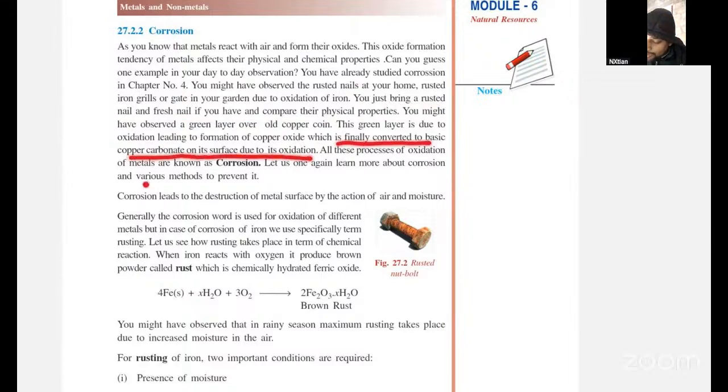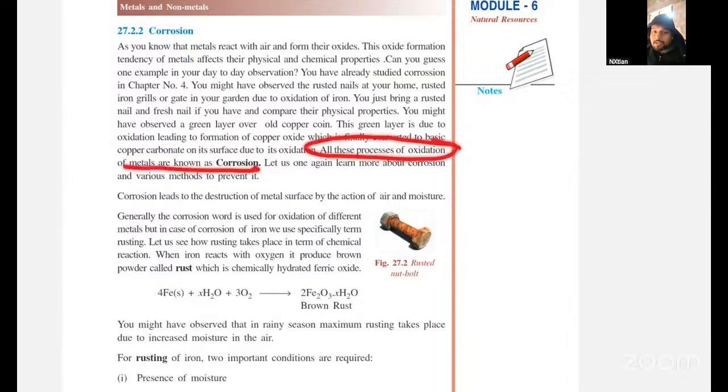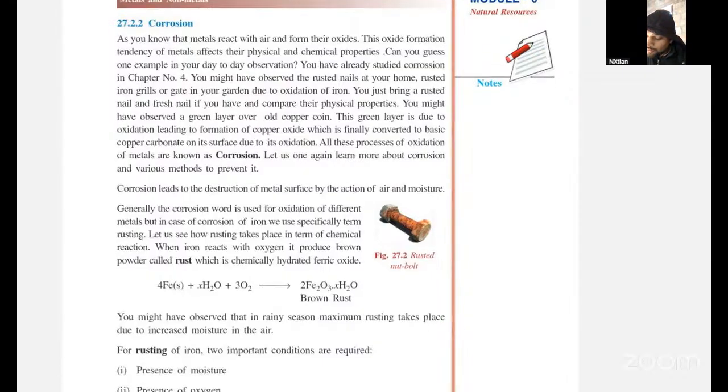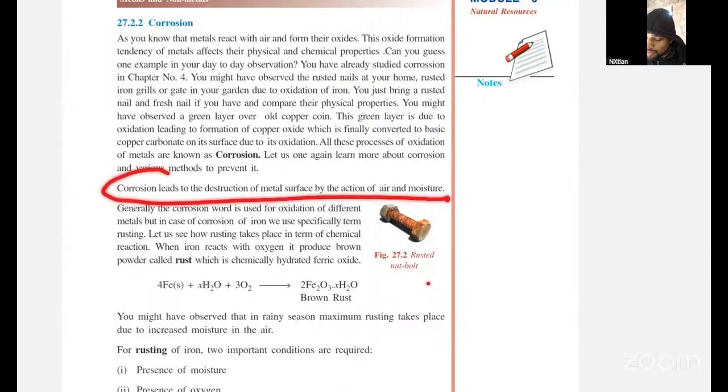All this process of the oxidation of metal is called corrosion. So we learned that whenever a metal oxide is formed, it is called corroded, the corroded version of a metal. Just give me a second. We will read it, then we will take your doubts.